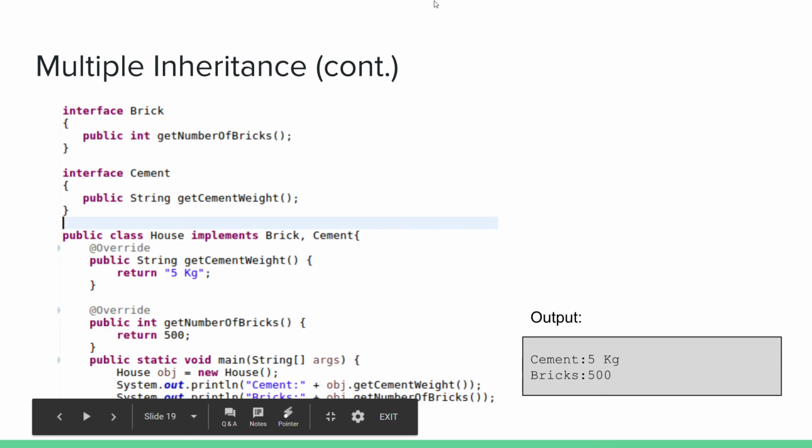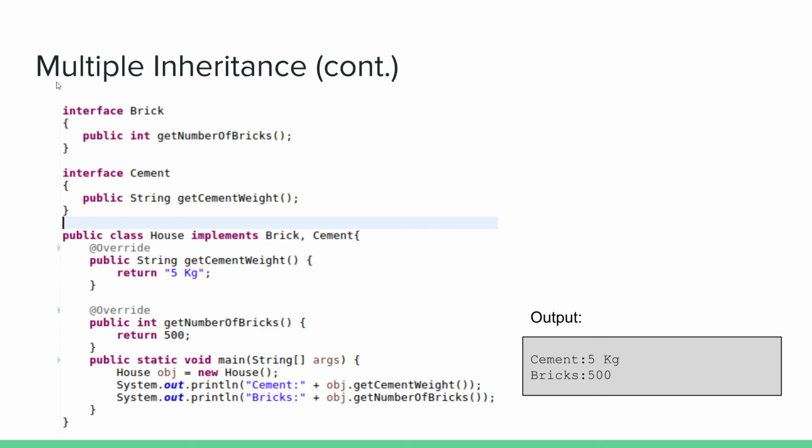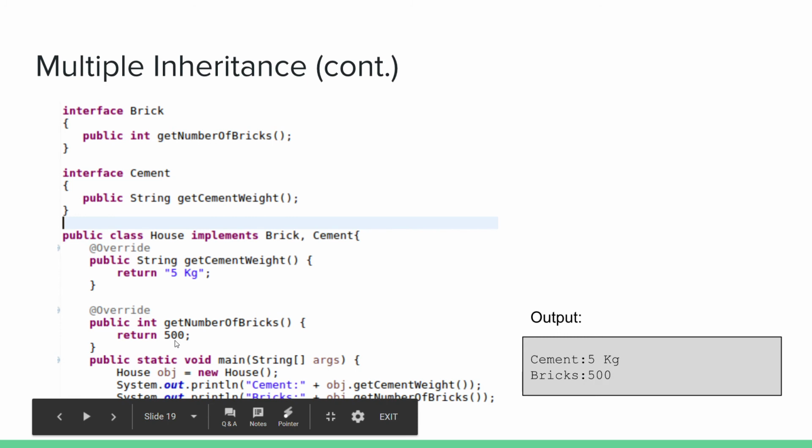Here, you can see that we have created two interfaces, one called brick, another called cement. And then I have created one more class called house that implements the brick and the cement. Now the brick has one function called get number of bricks, and cement has get cement weight, but both of them are not implemented. When I implement them in the house class, we have to override these two functions, and the implementation is written in this derived class.